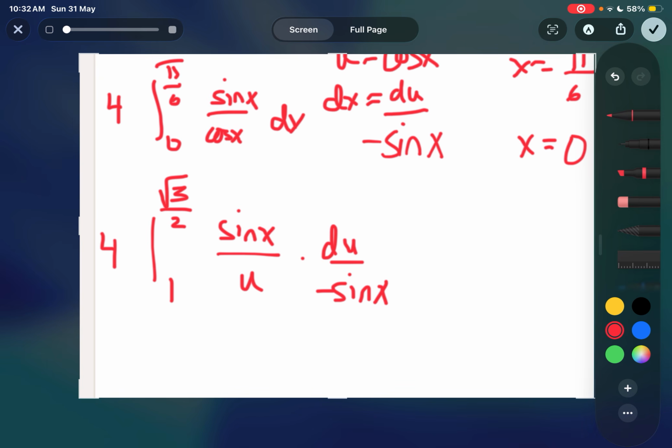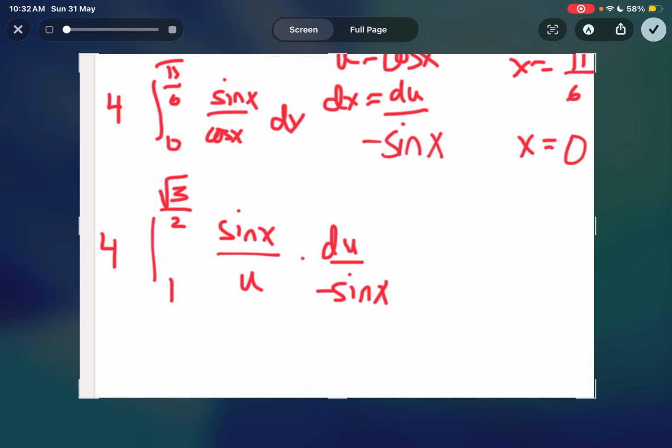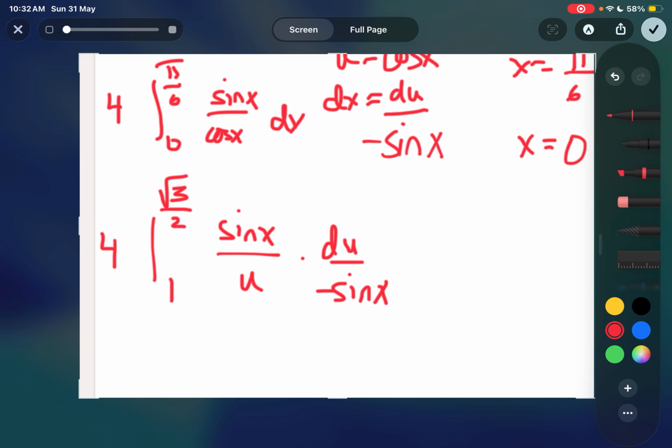Okay, so let me answer the question that I said before. Why do we change it to sine over cosine and do u substitution? So in the end, we can cancel out the sine, which we just did using the u here, and so we can cancel now the signs here, so we can have 1 over u at the end, so we can change it to ln.